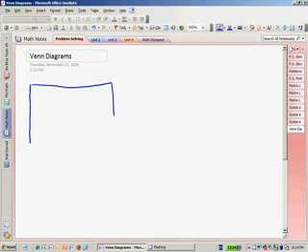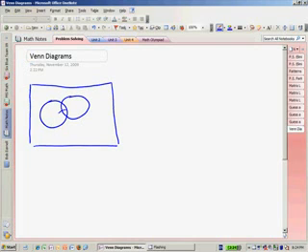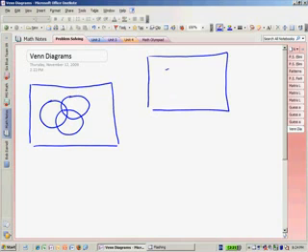You could have circles that overlap. It could be 2 circles, it could be 3 circles, it could be 4 circles. There's not a specified number of how many circles you could have that overlap. But you can also have Venn diagrams where the circles don't overlap. So maybe you have 2 circles that are separate.